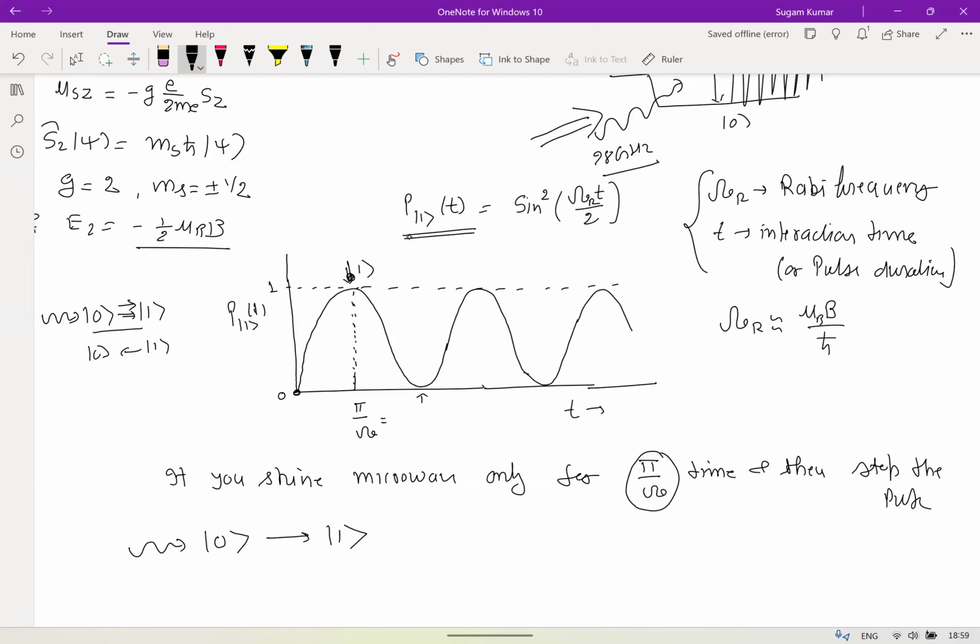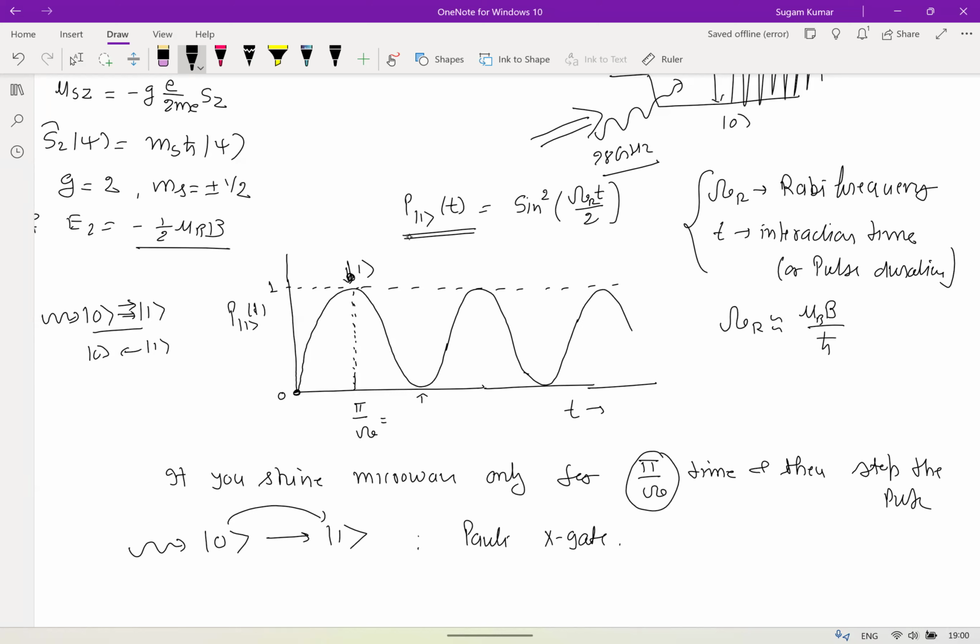Then you have to switch off the microwave source. This will ensure that the system has a high probability to go from 0 to 1. And this is nothing but a Pauli X gate. I hope this is clear to everybody, how experimentally in the laboratory we operate.